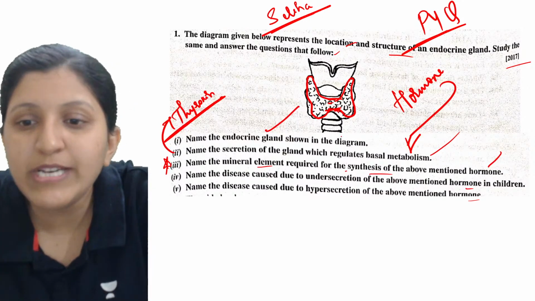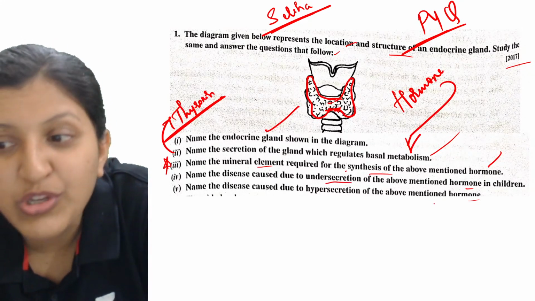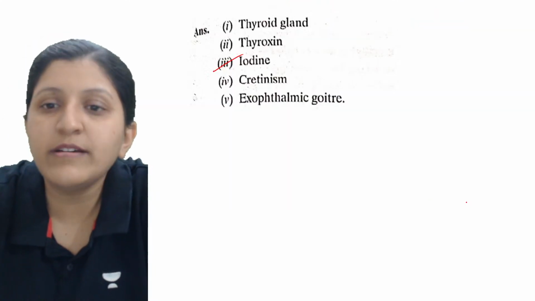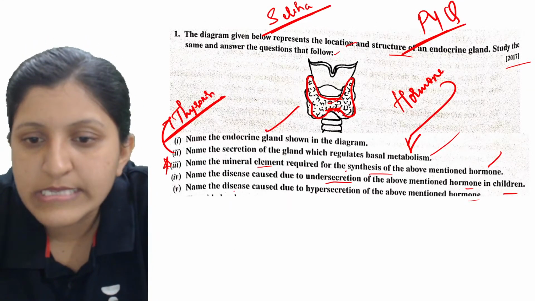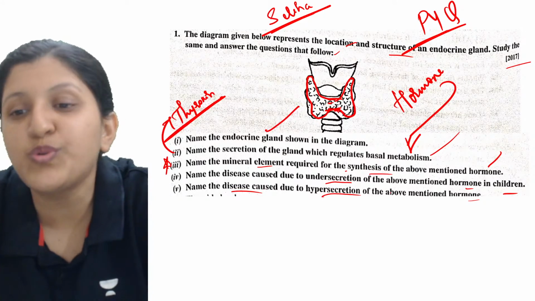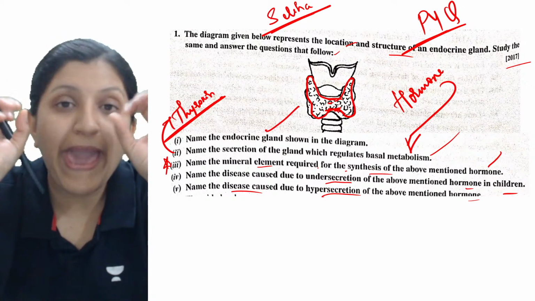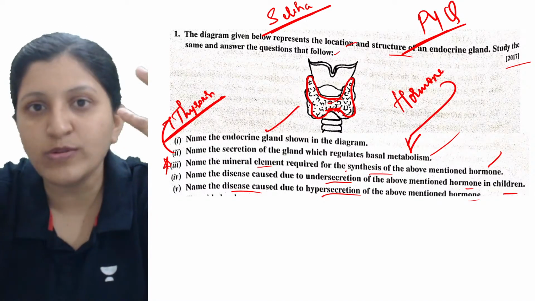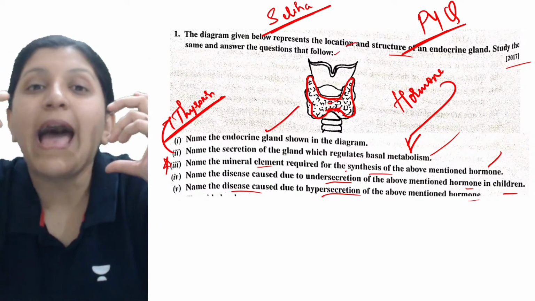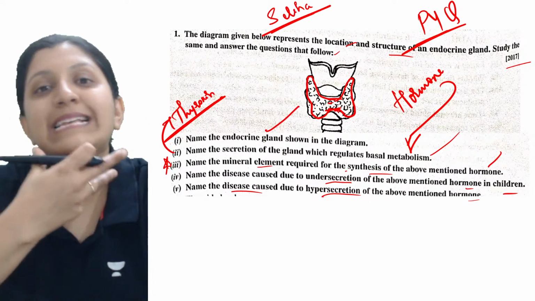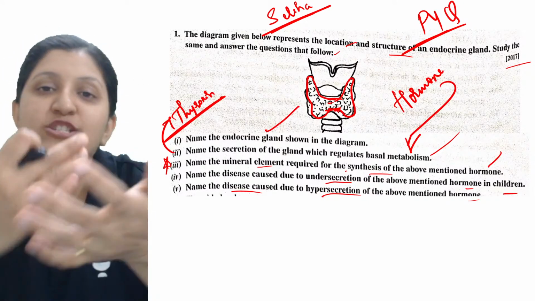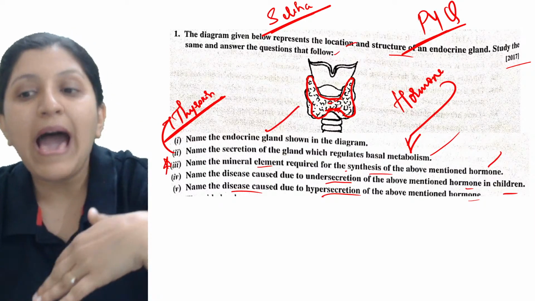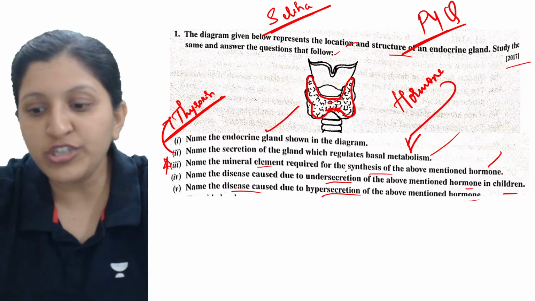So here, name the disease caused due to under secretion in case of children. So it is cretinism. Okay. Other than that, there is one more disease which is asked. Name the disease caused due to hypersecretion. So exophthalmic goiter. Exo is basically protruding outside, ophthalmic is the eyes, so the eyes are protruding outside, and there is the associated goiter. So exophthalmic goiter is the disease caused due to hypersecretion of the above mentioned hormone.